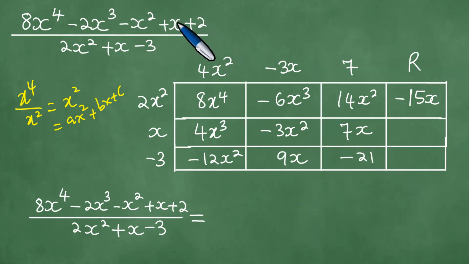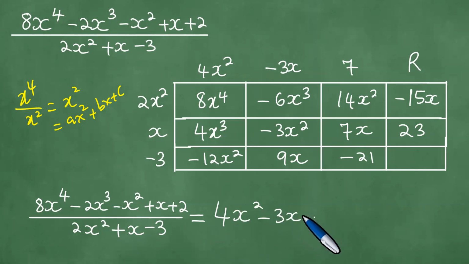Next, what we consider furthermore is the fact that we also have a constant term here. We have dealt with the linear term, but we also have a constant term here. So what do we add to minus 21 so that we get a 2? We can only add 23 because 23 minus 21 is 2. So that now in the end, if you divide these two polynomials, the quotient is 4x squared minus 3x plus 7. Now, the remainder is what? The remainder is minus 15x plus 23.